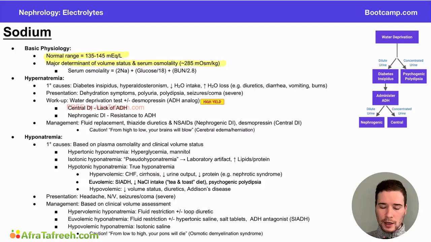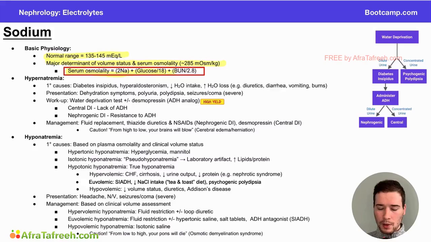It's important for you guys to understand this concept and really appreciate this equation right here, which says that our serum osmolality is equal to 2 times our sodium plus our glucose over 18 plus our BUN divided by 2.8. I want you to appreciate here that the major contributor is this 2 times sodium. If we change our sodium, that is going to significantly change our serum osmolality, versus changing, say, our glucose or our BUN, which is not going to change our serum osmolality as much as changes in our sodium.